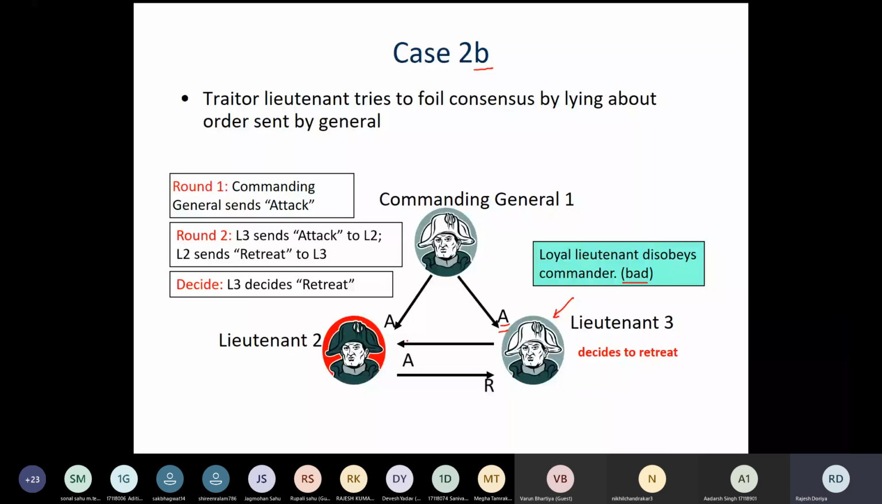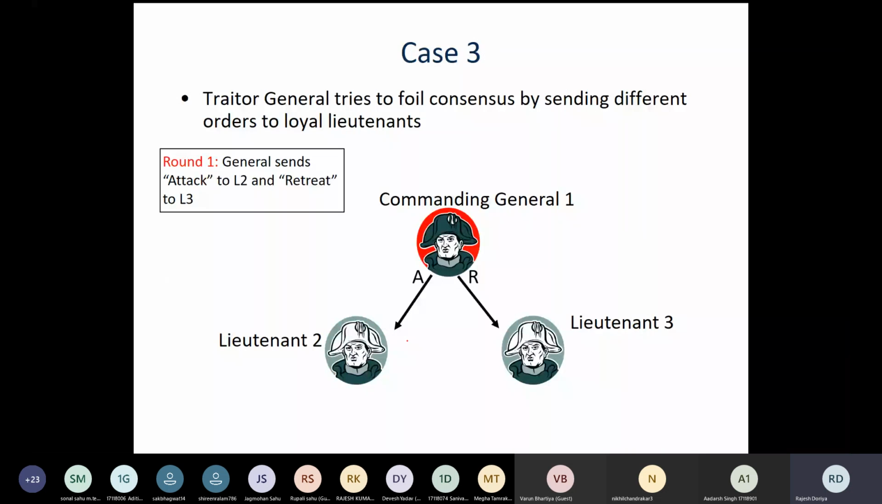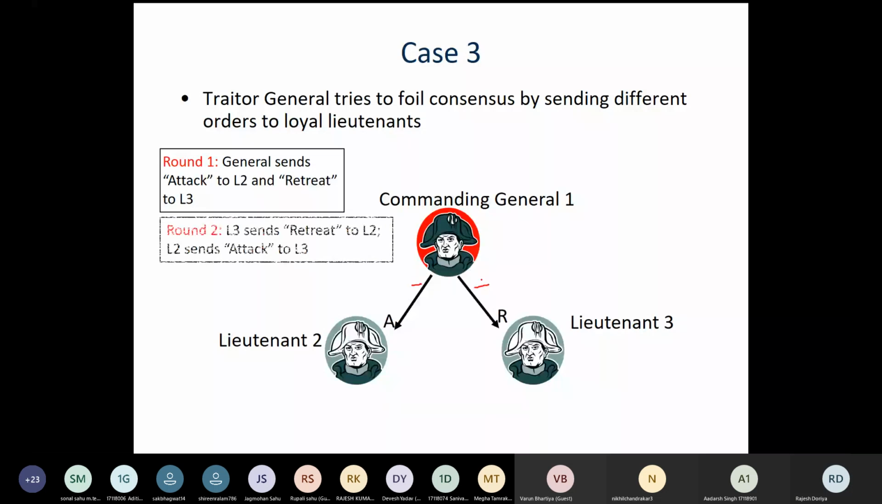Yes, sir. Then there can be a third case. In this case, earlier the lieutenant was a traitor, but now the commanding general is a traitor. So in the first round, the commanding general sends attack to L2 and retreat to L3. Then L3 will send retreat to L2 and L2 will send attack to L3. Right. So both will have different opinions.